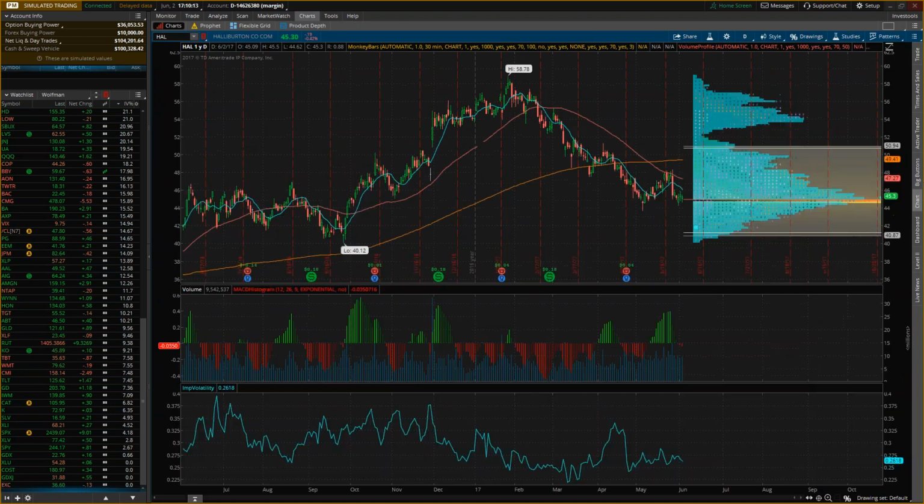On Halliburton, if it gets above this 48-ish area, definitely above 50, above 49, something like that, that's the 200-day. That should act as a pretty good resistance. If it doesn't, then I'd definitely be out of this. Looking for a target of like 41. Come and test this value area low, or the 52-week low, something like that.